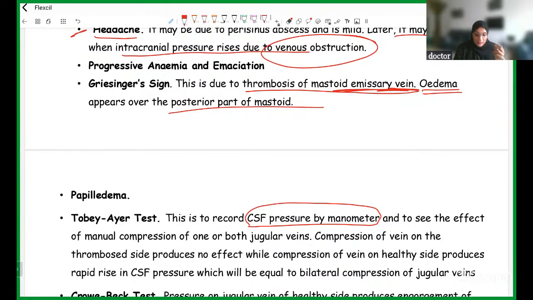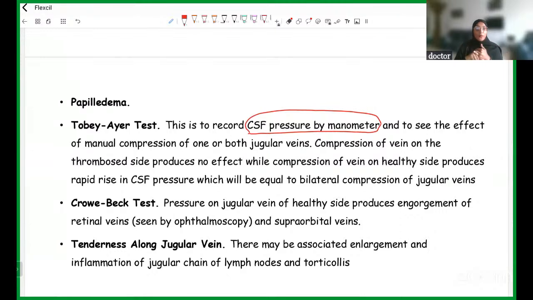Okay. Now, the other thing is the Crowe-Beck test. Here again, pressure on the jugular vein of the healthy side will produce engorgement of retinal veins. So if there is pressure on the jugular vein on the healthy side, there will be pressure on the retinal veins, right? And the engorgement of veins will subside when you release the pressure. So in the Crowe-Beck test, you put pressure on the jugular vein, and if it is on the healthy side, it will lead to engorgement of retinal veins.